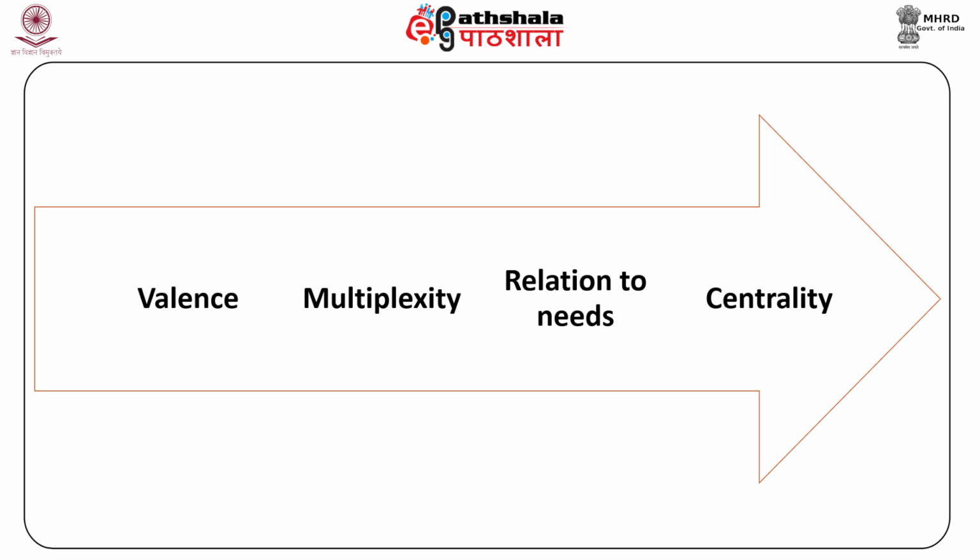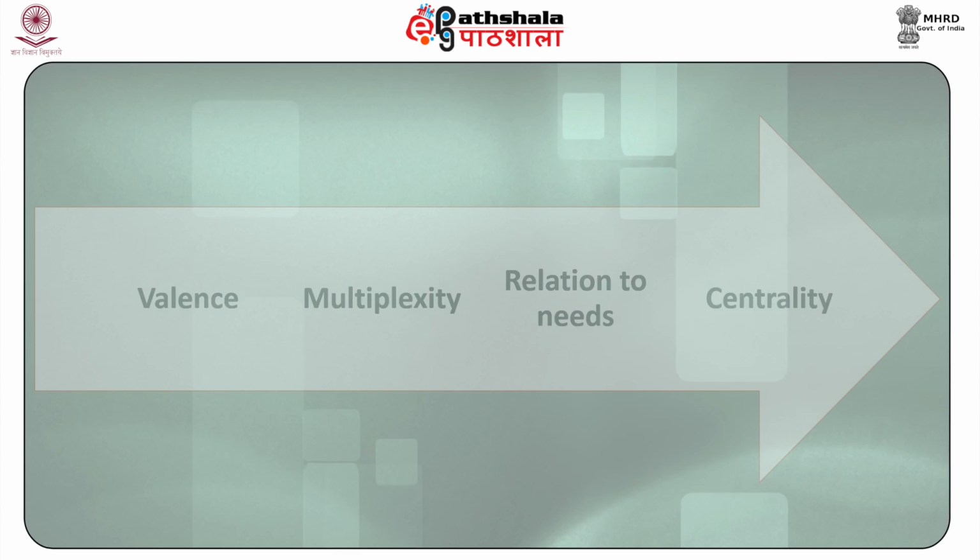The third being relation to needs. Attitudes of individuals may vary in relation to the needs they serve. For example, for some, doing a job is for monetary security, and for some, it may be a path to self-enhancement. The last, centrality. Centrality means the degree of importance an individual attaches to an object. The attitudes which have high centrality are less likely to change.